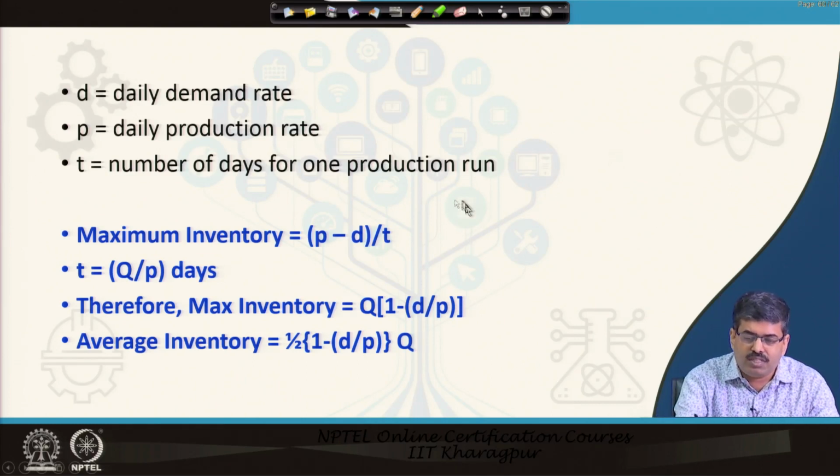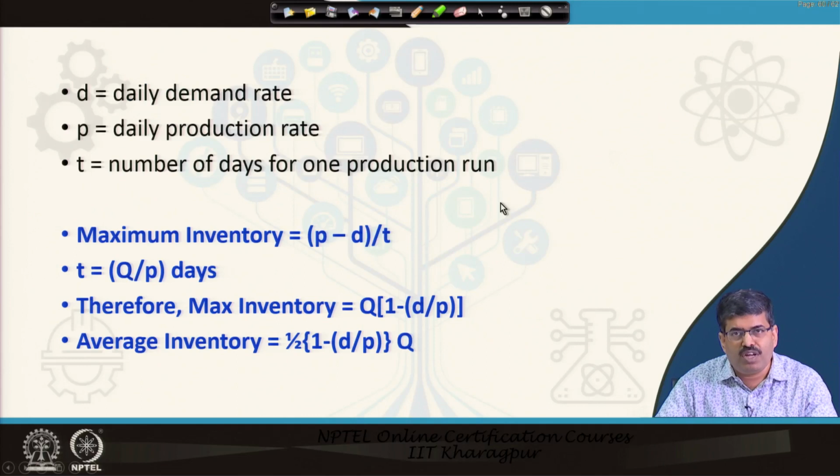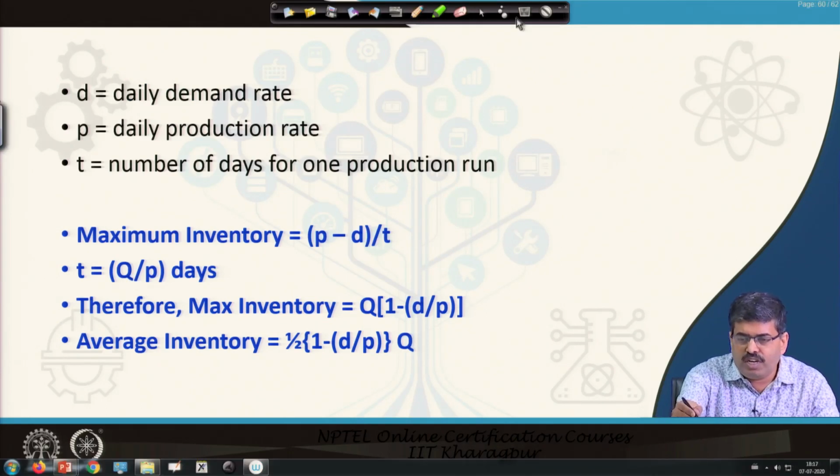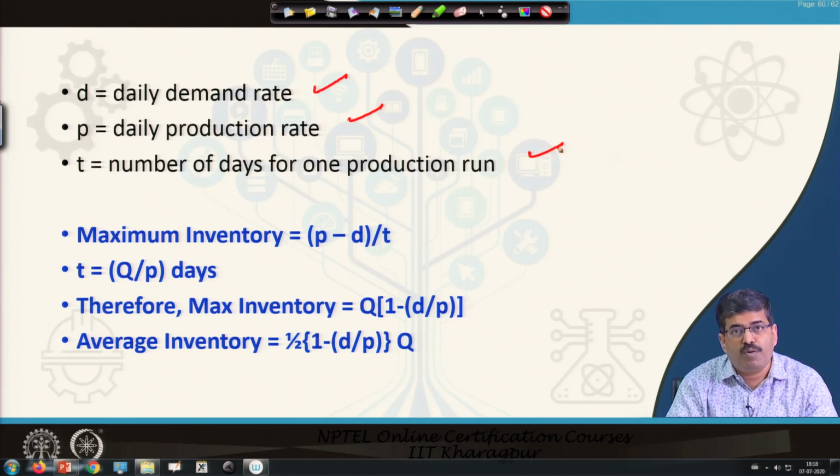So, this is the formula, just go through the formulas, these are already given to you. D is daily demand, P is daily production, T is number of days of one production run. In the example 500 units per day, 10 days, 5000 units. So, T was 10 days. Maximum inventory is (P minus D) times T, where T is equal to Q by P. Average inventory is half of this. Nothing rocket science, just simple formulas.